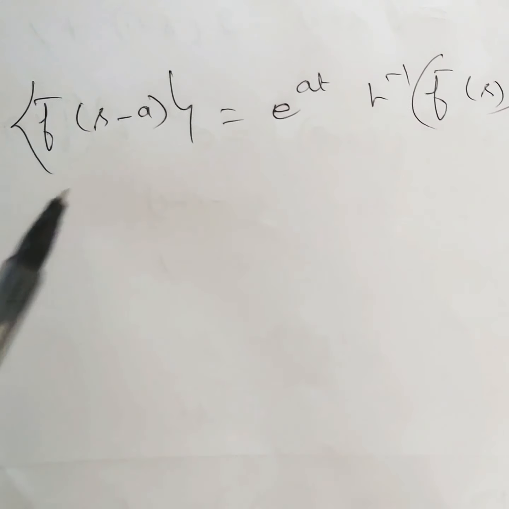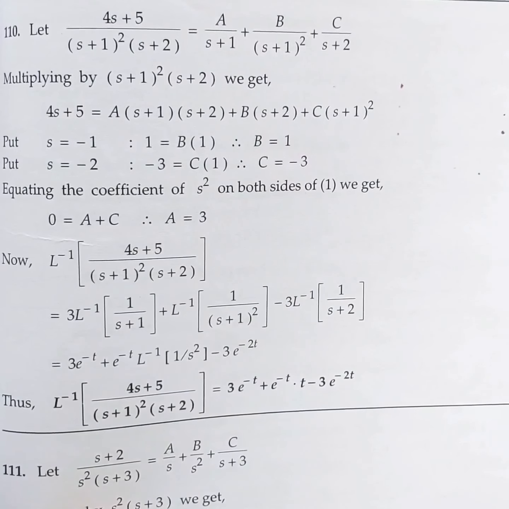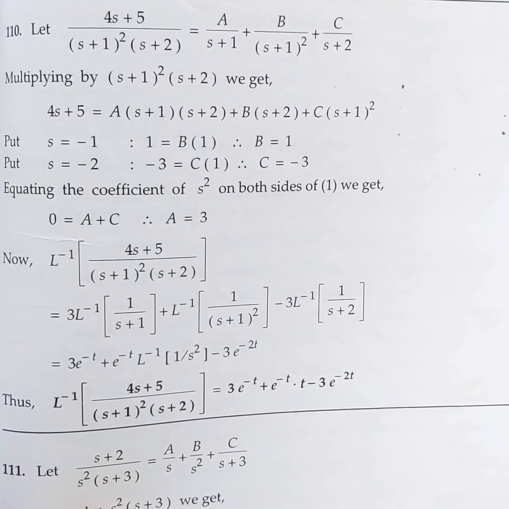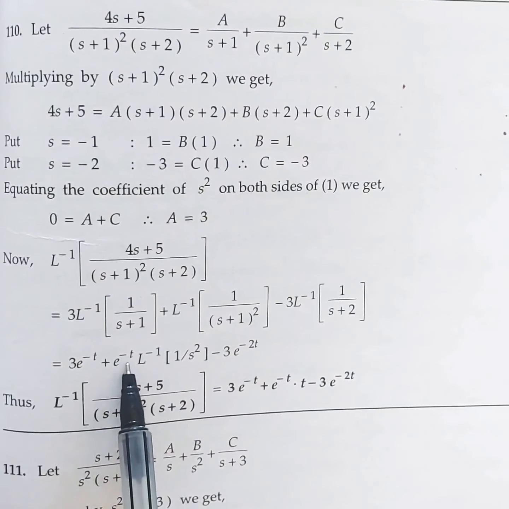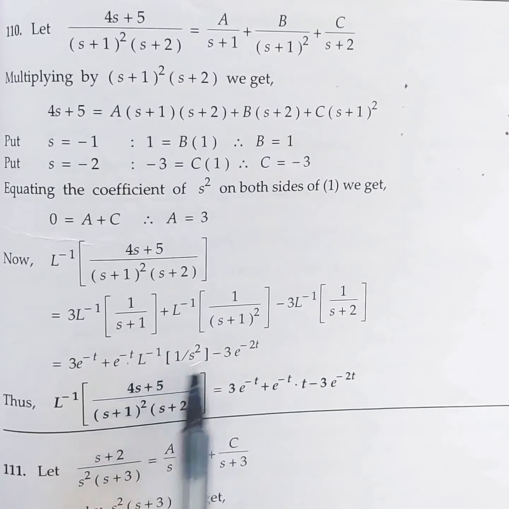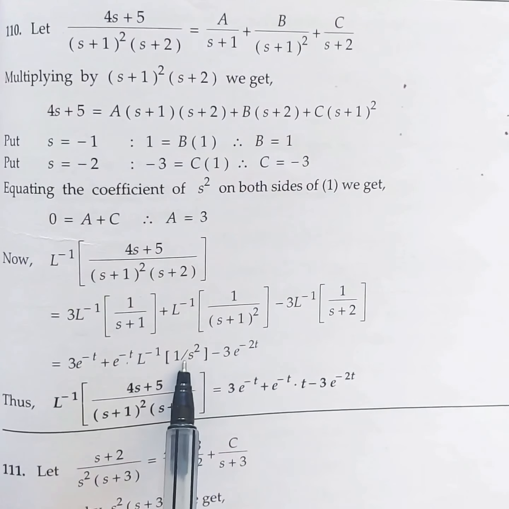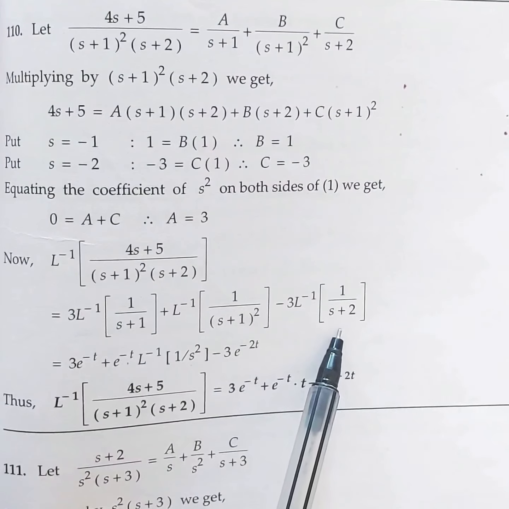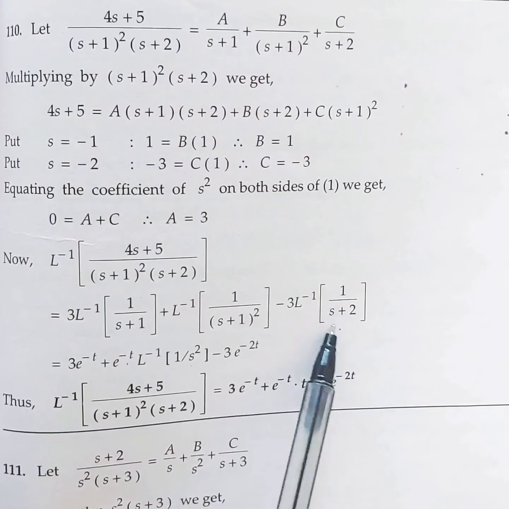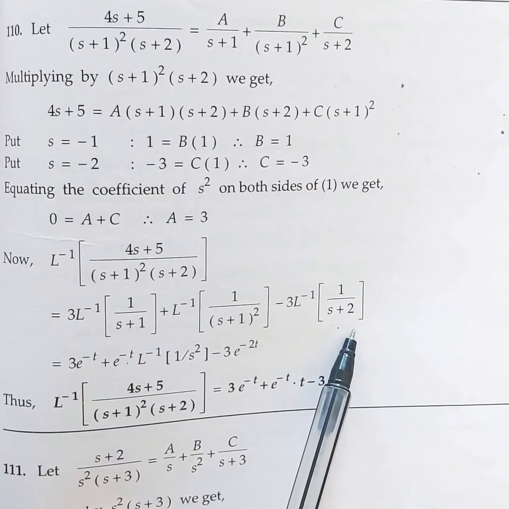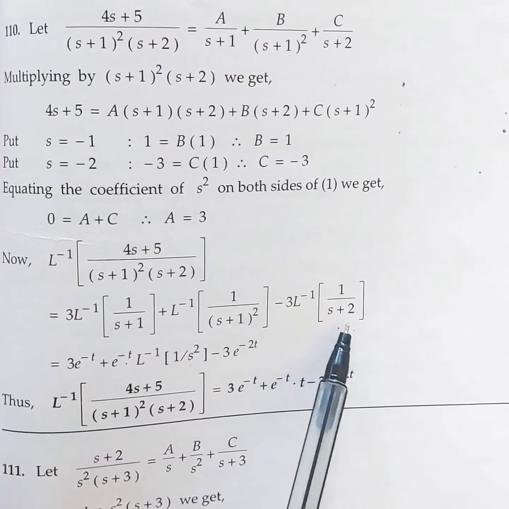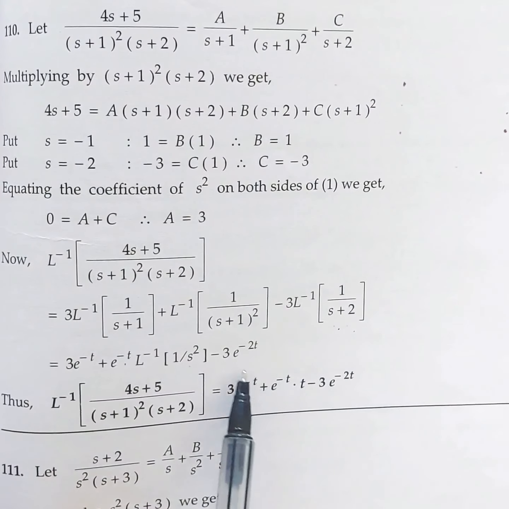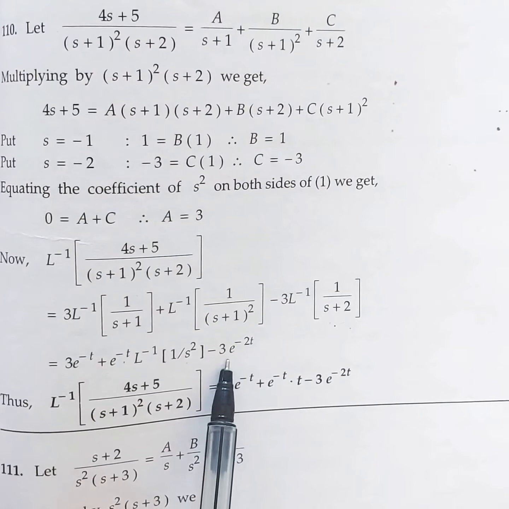Here in your problem you have s plus 1. So we are writing e power minus 1t into L inverse of wherever s plus 1 is there, replace it with s. Laplace inverse of 1 by s square. Minus 3 into, now this is a direct formula, Laplace inverse of 1 by s minus a is e power at. So s minus minus 2. A is minus 2, so I have written e power minus 2t.